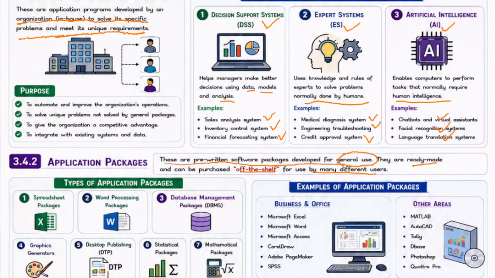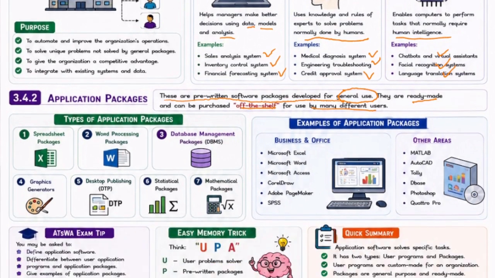Types of application packages: you have spreadsheet packages, word processing packages, database management packages, graphics generators, desktop publishing, statistical packages, mathematical packages, and all of the likes, which we now look at one after the other. Examples of application packages: Microsoft Excel, Microsoft Word, Microsoft Access, Corel Draw, Adobe PageMaker, SPSS. Other areas: MATLAB, AutoCAD, Tally.